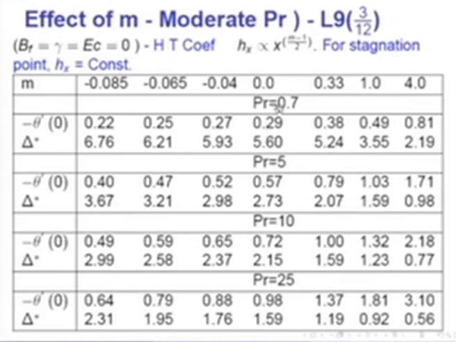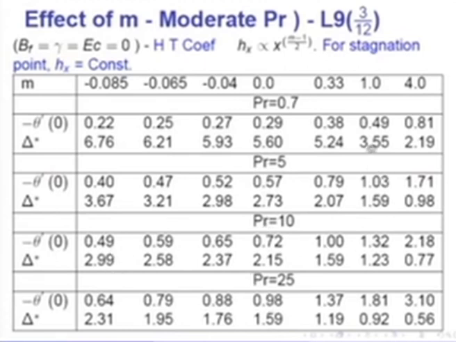Let us take Prandtl number 0.7, and then you will see that when m is equal to 0 for flat plate, the thickness is 5.6, but when you have decelerating flow, the thickness goes on increasing, like the velocity boundary layer thickness. And when you have accelerating flow, the temperature boundary layer thickness also decreases, as shown here. This state of affairs prevails at all Prandtl numbers that I have listed here.